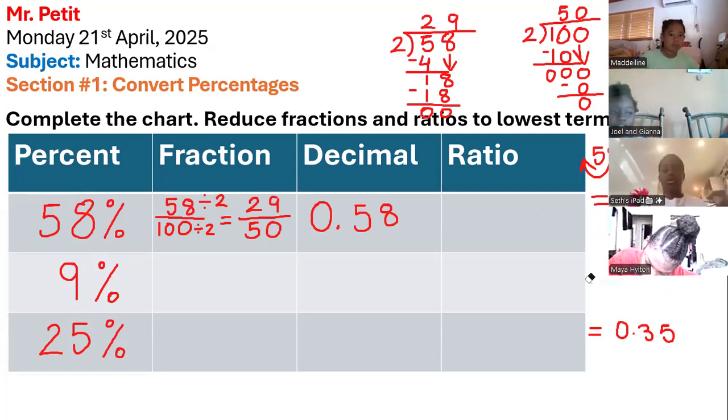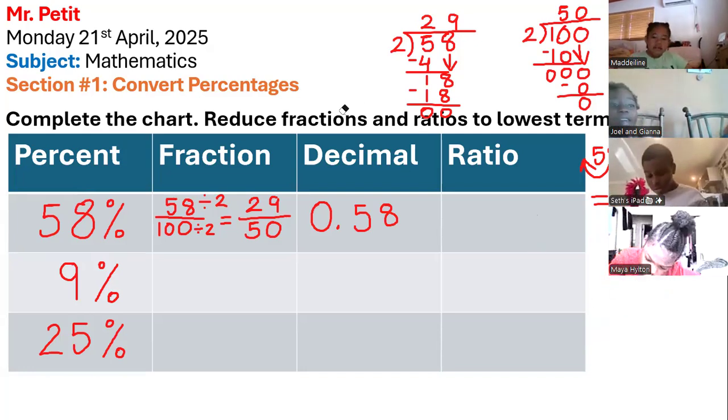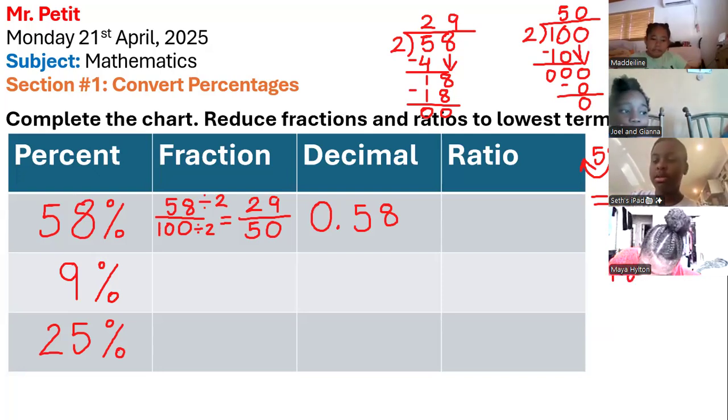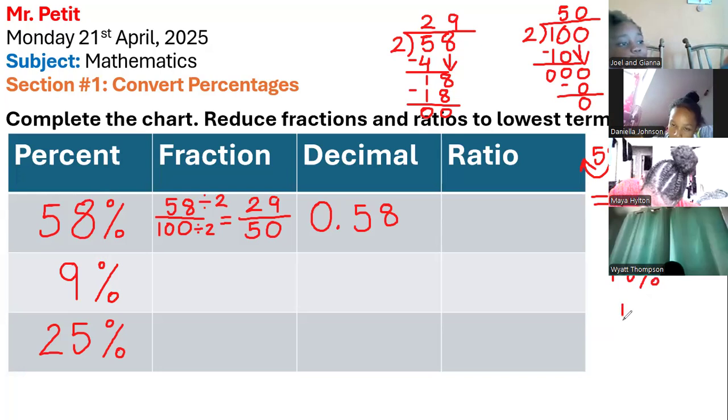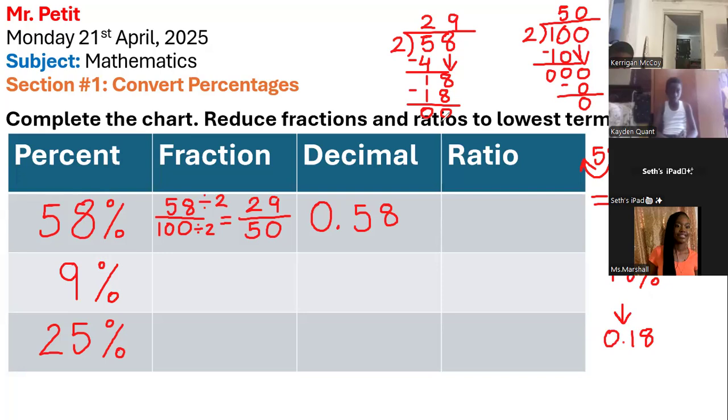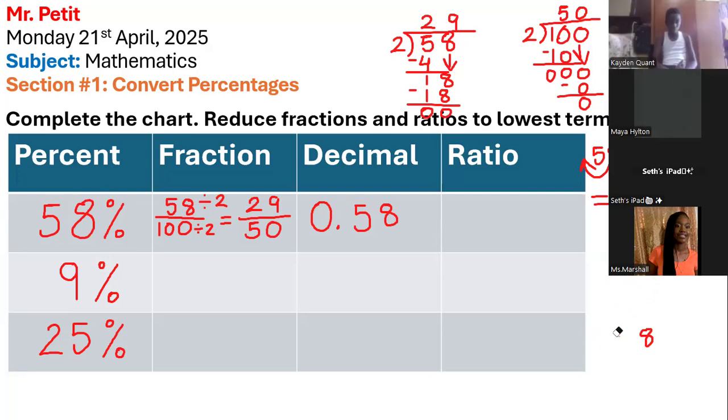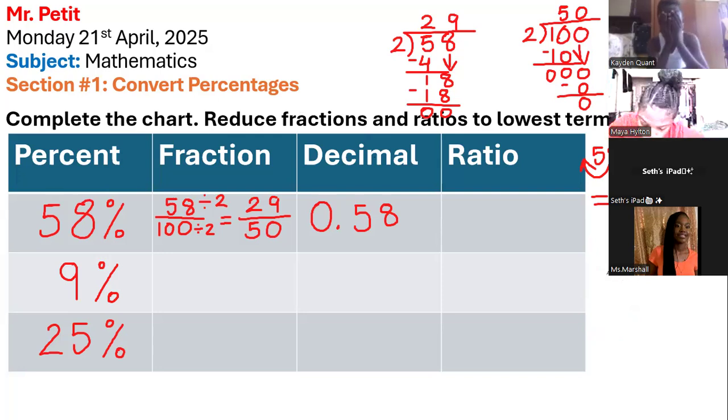Madeline, where's Madeline? Yes, sir. I have 18%. What is that as a decimal? 0.18. 0.18, very good. And Wyatt, yes, sir. Wyatt, I have 26%. What is that as a decimal?